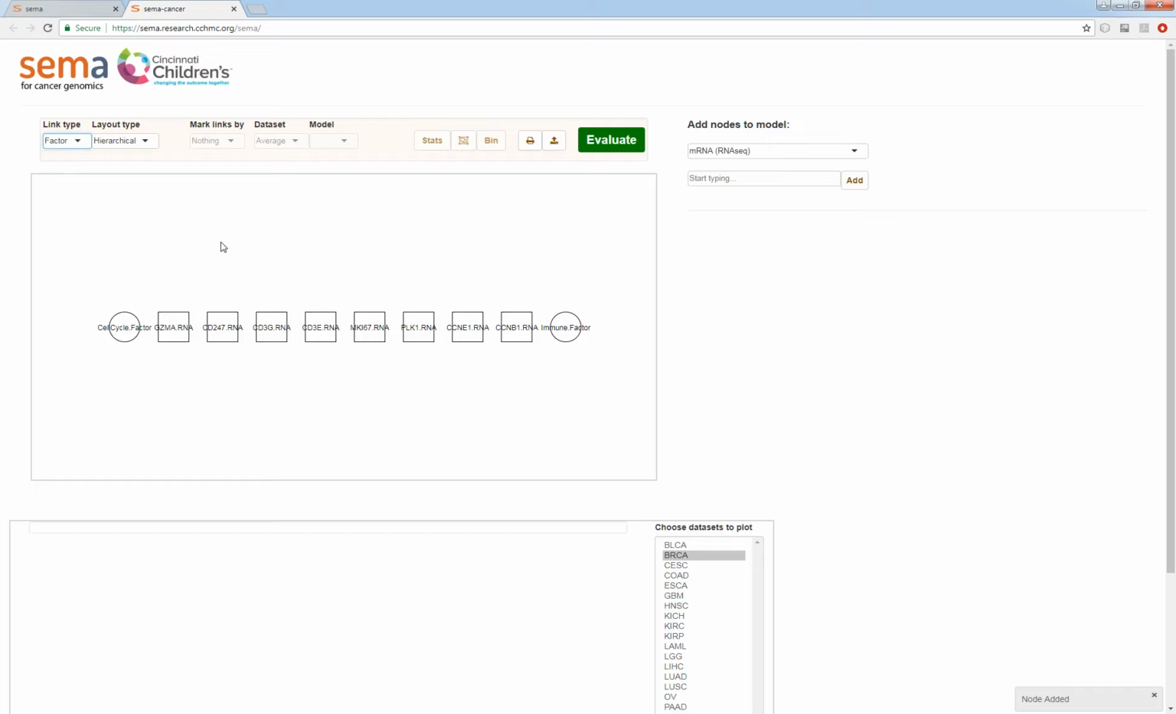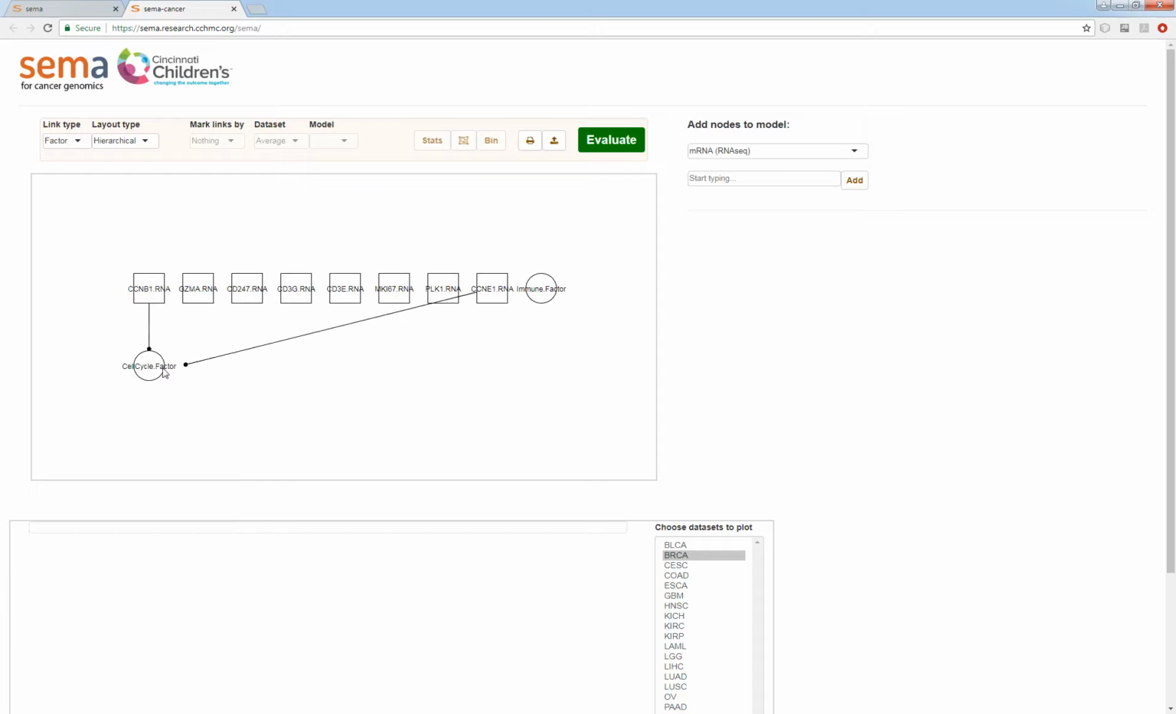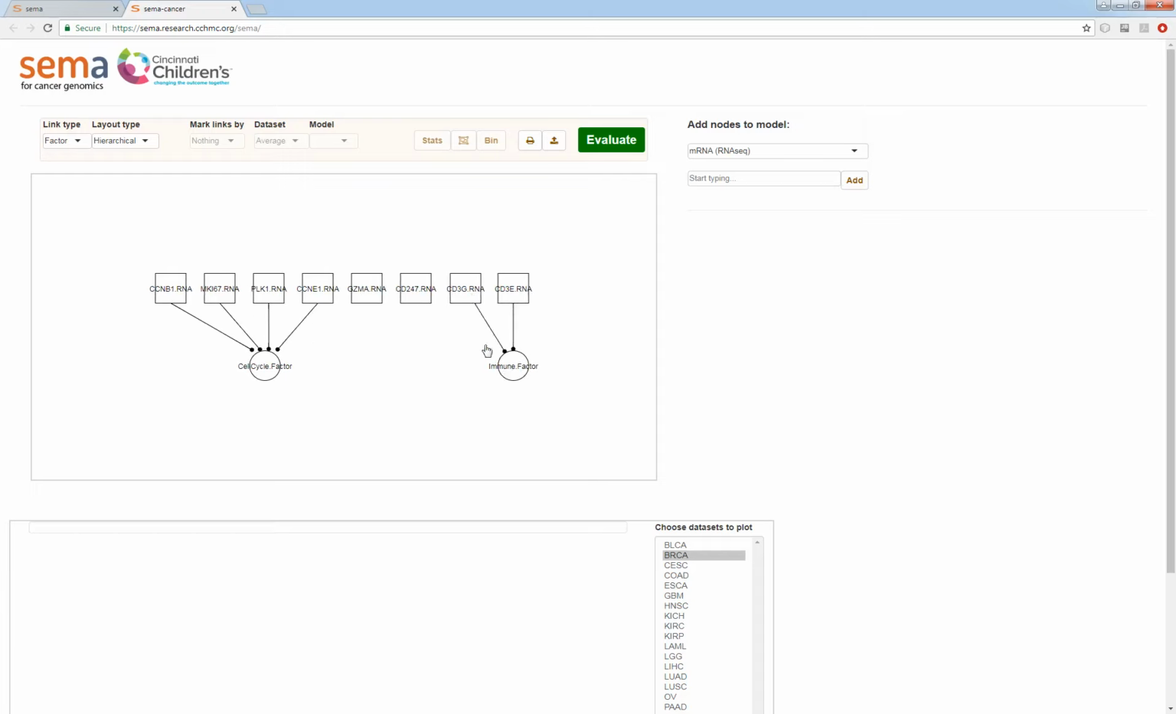So we're going to change the link type to factor, and now we're going to load our factor nodes with their indicator variables. So cyclin B1 goes to cell cycle, PLK1, MKI67, and the rest goes to immune. Now, just to make sure that they're correctly loaded, if they're correctly loaded, you're expecting to see thick lines, and that is what we see here.